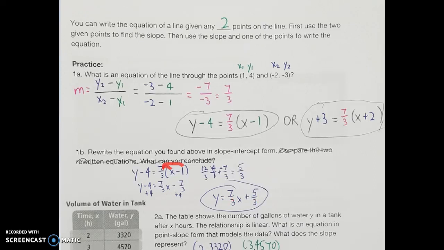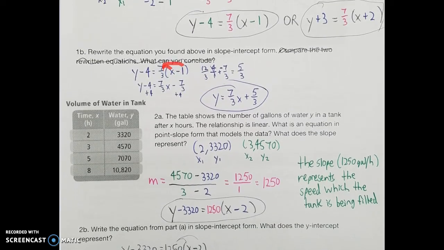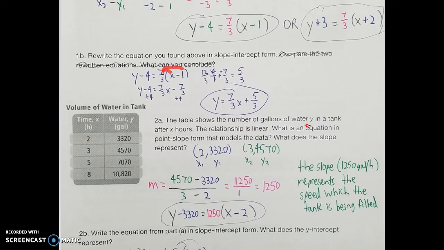So if I put this into a word problem, I can also solve questions like this. A table shows the number of gallons of water y that's in a tank after x certain amount of hours. And if we're told that the relationship's linear, that means we should be able to make an equation in point slope form that models it.